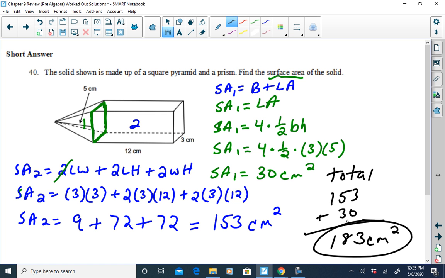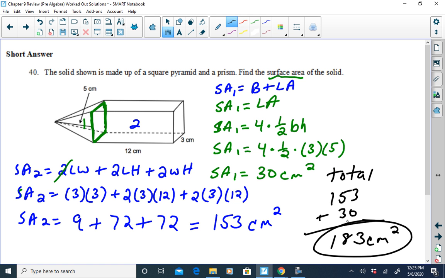So it's not an easy problem. It's not super difficult, but we do have to pay attention to the details and pay attention to where each of those faces are going to be. That's a problem where a lot of kids are making a mistake, not paying attention to what faces are going to count towards surface area and what faces aren't.